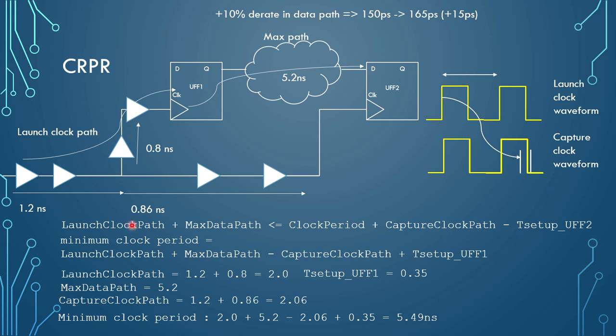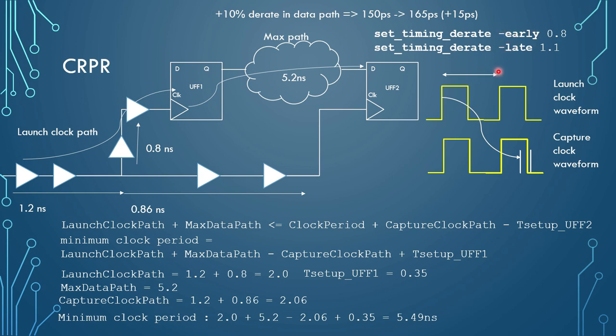So far, whatever calculation we have done is without any OCV effects in the picture. So we calculated the minimum clock period, which comes out to be 5.49 nanoseconds. And now let us say we want to apply the timing derate. The command for that is set timing derate, and then the hyphen early and hyphen late switches, and then the values.